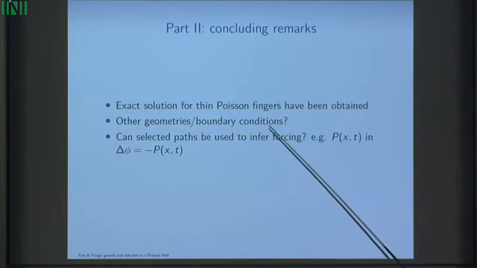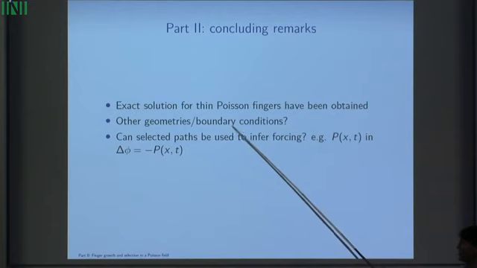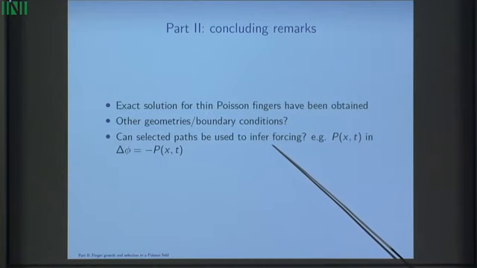So we've found an exact solution for steady thin Poisson fingers. And can we consider other geometries, boundary conditions? That would be an interesting thing to tackle. Can selected paths be used to infer forcing, just what I mentioned then? Can we infer the precipitation? Thank you.